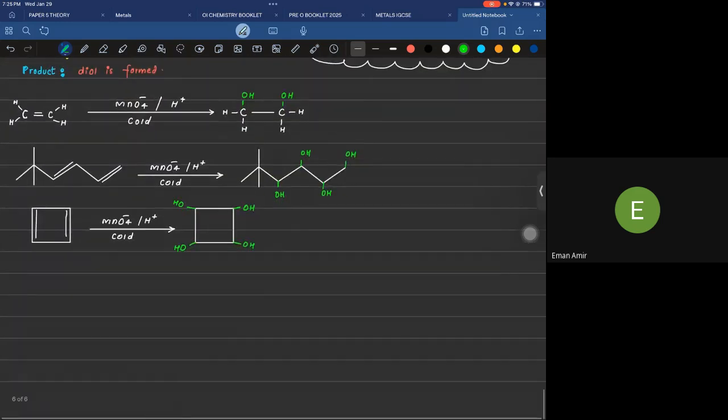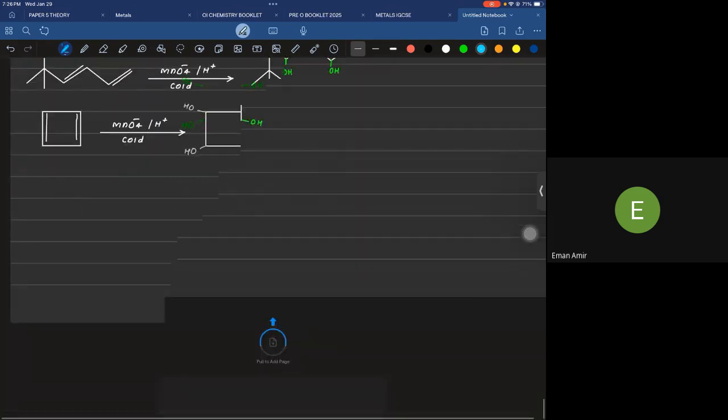So this is called oxidation of alkene with cold KMnO4. It is very easy. You just have to break down the pi bond and attach OH on that. There is nothing lengthy in this. It's very easy.